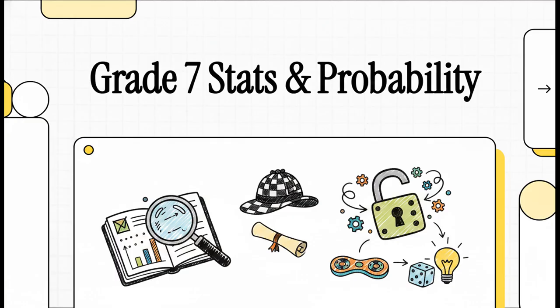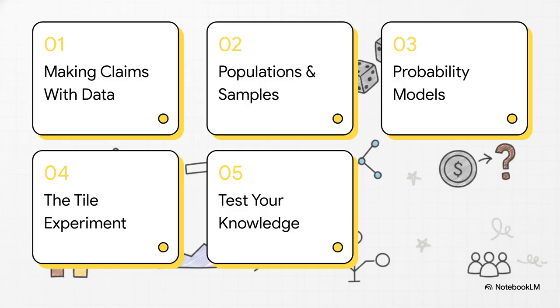Let's get right into it. Here's a quick look at our roadmap for today. We'll start with making claims with data, move into populations, samples, and bias, check out understanding probability models, run through the tile experiment, and finally wrap things up with a test your knowledge section.